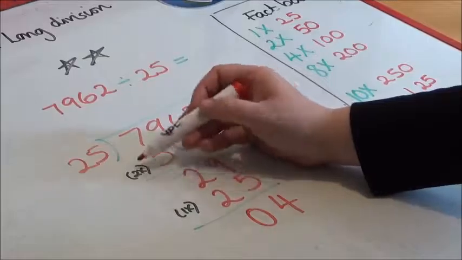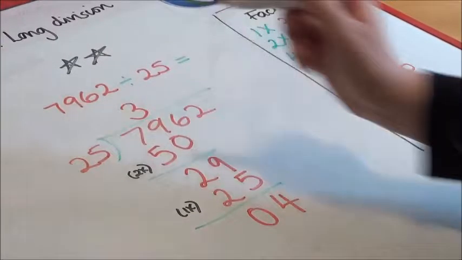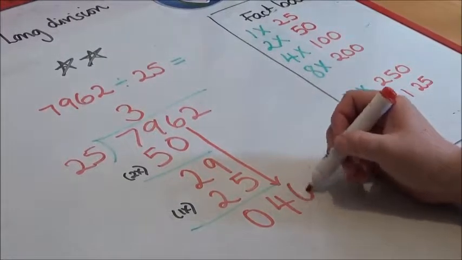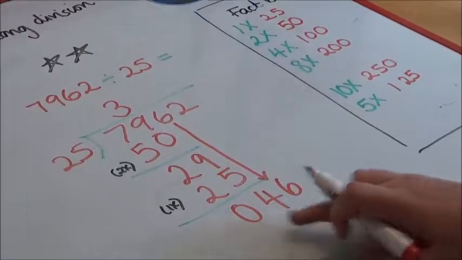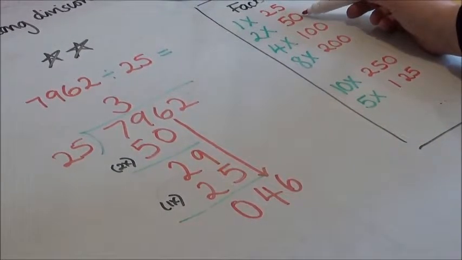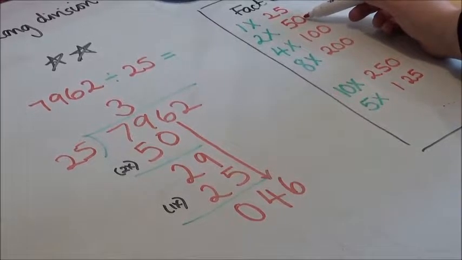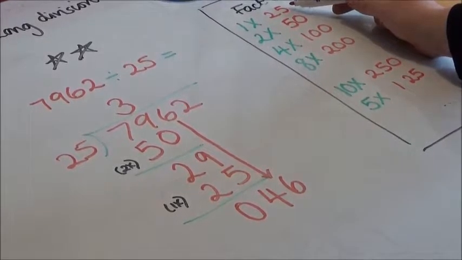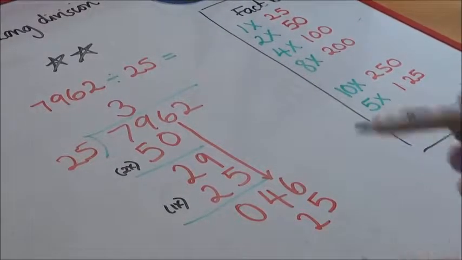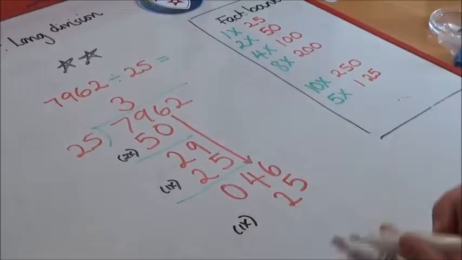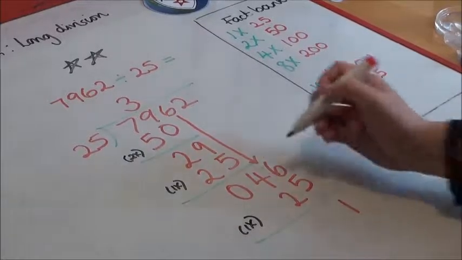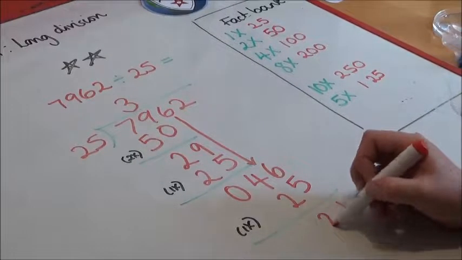So we ended up taking off 3 groups to begin with. So that goes up here. I'm going to move our next number down to make the number 46. How many groups of 25 can we make from 46? We can't get 2 groups because that's 50. So it looks like we're going to have to just stick to 1 group, which is 25. Let's see if we've got any left. Just make a note here. 6 take away 5 is 1. 4 take away 2 is 2.